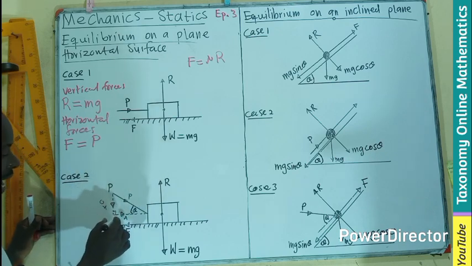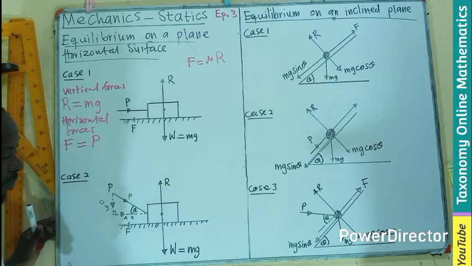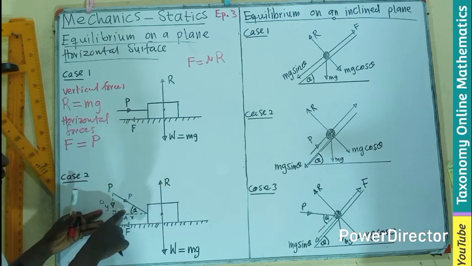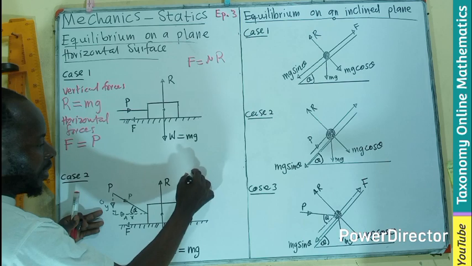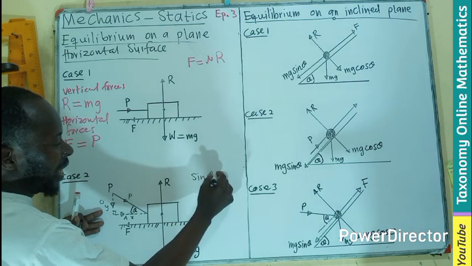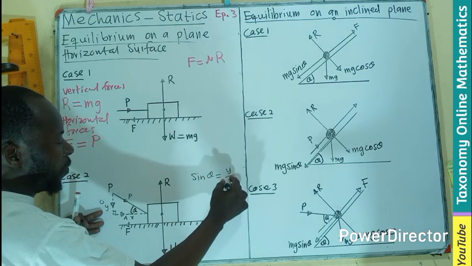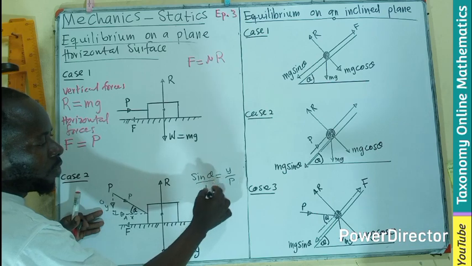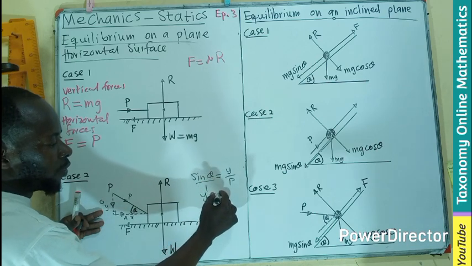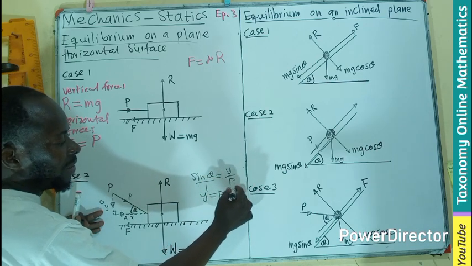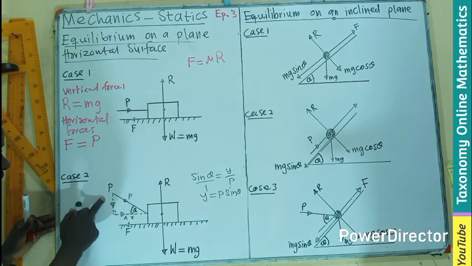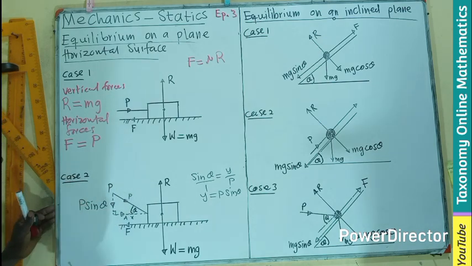So if I look here at x, okay, let's make it y to look nice. If I'm looking for y, I'm going to have opposite and hypotenuse. That is, the sine of that angle equals the opposite over the hypotenuse. Cross multiply, y will be equal to P times sine theta. So this here is going to be P sine theta.